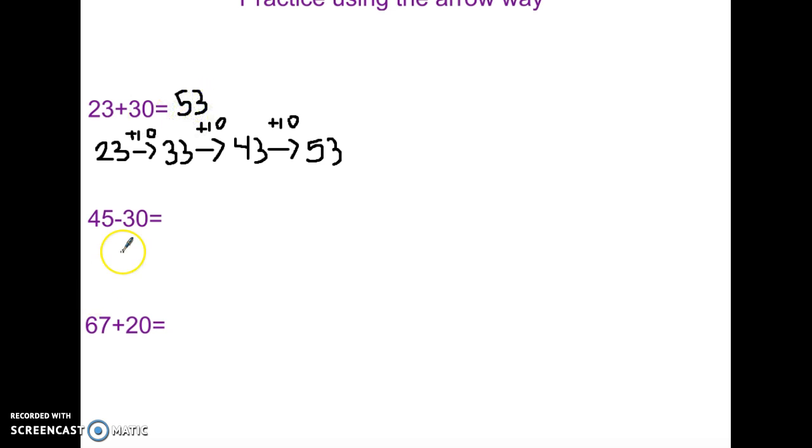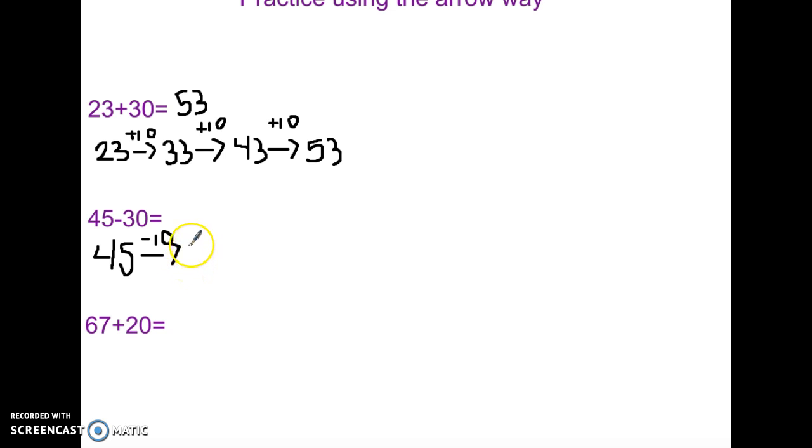Okay. When we're doing subtraction, it's the same thing except we're subtracting. So what are we going to do here? We're going to write 45. And we need to do something with this number, right? We need to take it away. We need to take 30 away from 45. So if I break up 30 into tens, I'm going to get 3 tens again. So I'm going to put my arrow. But this time, instead of adding it, it's telling me I have to subtract. So I'm going to put 45 minus 10. Okay, and write down what the answer is.